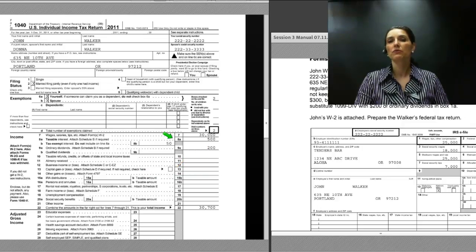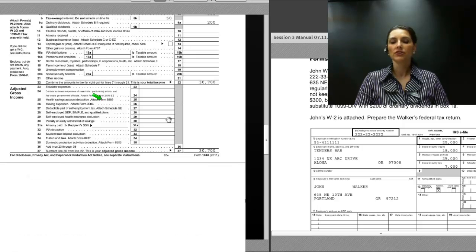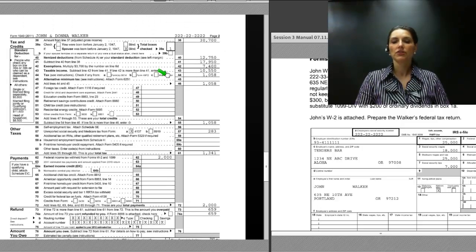Box 8 is used to report tax-exempt interest. Tax-exempt interest is not included in adjusted gross income, but it is reportable on line 8B. That's where we've entered it, $50. We add up lines 7, 8, and 9 and enter the total on line 22. That's $30,700. There are no adjustment items, so the adjusted gross income and the total income are the same amount, $30,700. Flipping over to page 2, line 38 picks up where line 37 left off with the adjusted gross income.